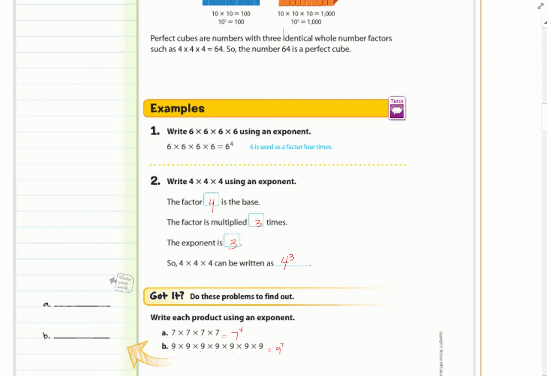So it says write 6 times 6 times 6 times 6 using an exponent. So we know 6 is our base because that's the factor that's being repeated. And there's 4 sixes, so it's going to be 6 to the 4th power.